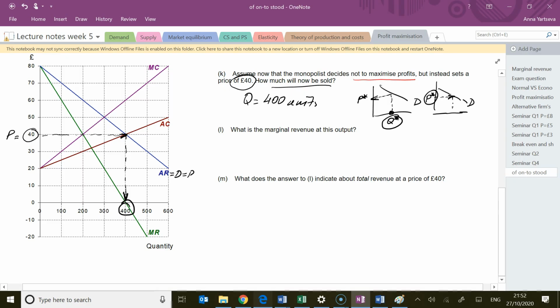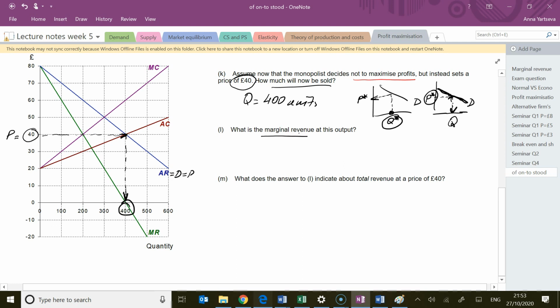We cannot select both price and quantity together. We are limited by this relationship between price and quantity. We select one particular variable, and another variable will be set according to the existing demand curve. So in this scenario, when price is 40, quantity will be 400.